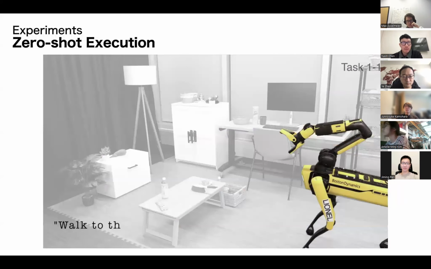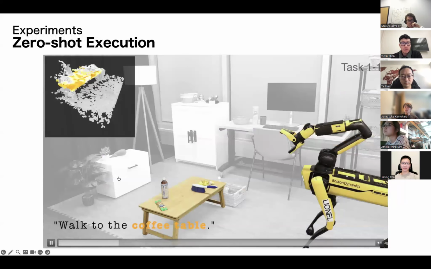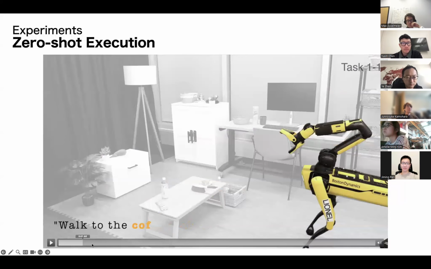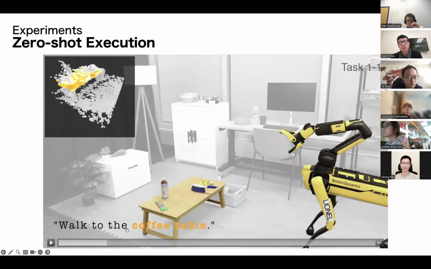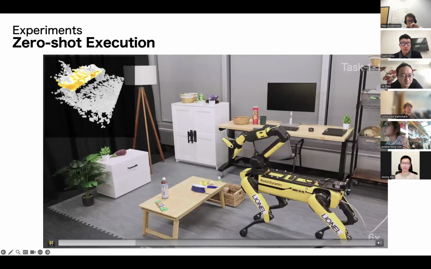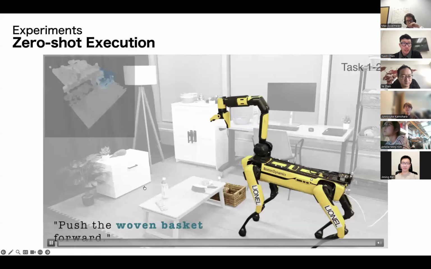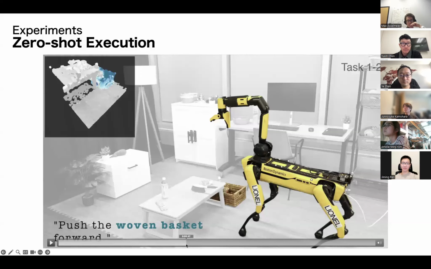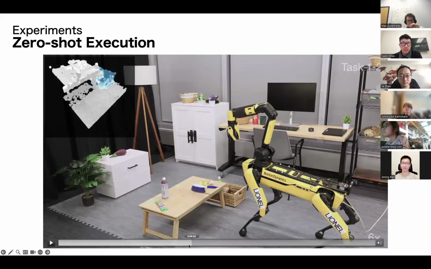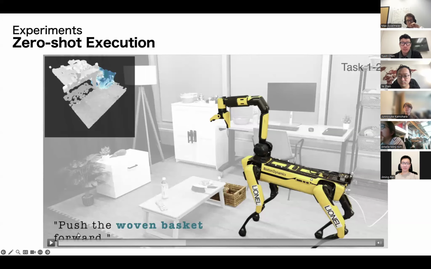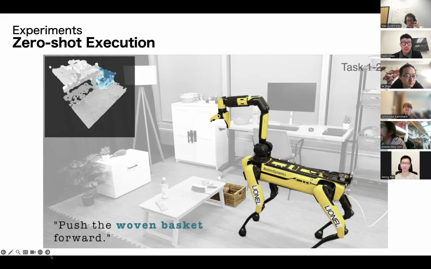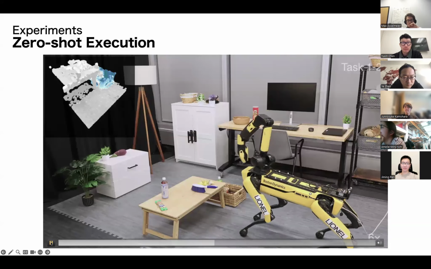Here's an example of zero-shot execution. For example, the text prompt is "walk to the coffee table." It will highlight the coffee table's corresponding points in the 3D point cloud map, and then approach the coffee table. Then it will capture another image and we say, "push the basket forward." The "forward" is the motion embedding. It will highlight this basket and then push the basket forward.